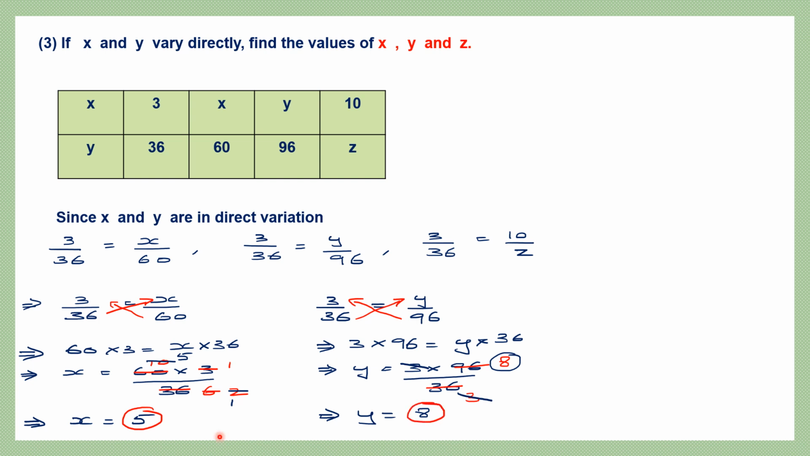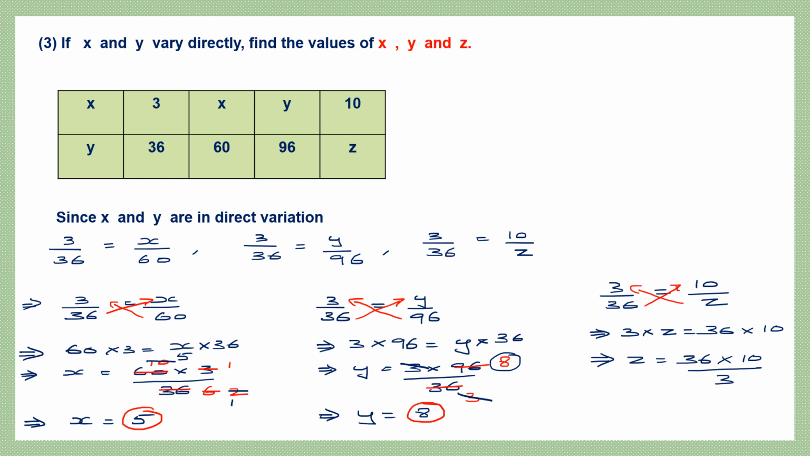Now let's take the third one here. 3 by 36 is equal to 10 by z. Again, let's cross multiply 3 and z and 36 and 10. So here what do we have? We have 3 into z is equal to 36 into 10. So now we can find the value of z by saying 36 into 10 divided by 3.